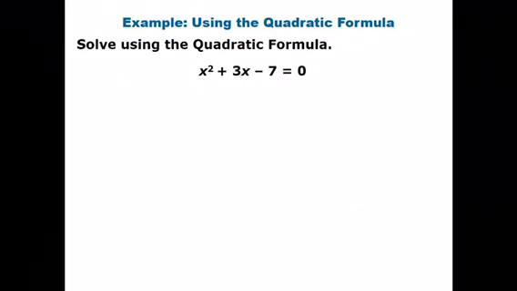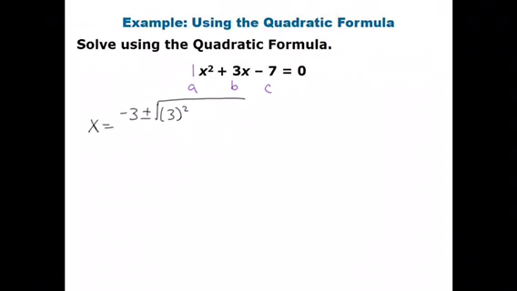All right, let's try one more together, and then I'll let you try the last one on your own. All right, so same idea here. We've got our a value is going to be 1, b is 3, and c is negative 7. So let's go ahead and plug this into the quadratic formula. x equals negative b, so negative 3, plus or minus the square root of 3 squared minus 4 times 1 times negative 7, all over 2 times 1.